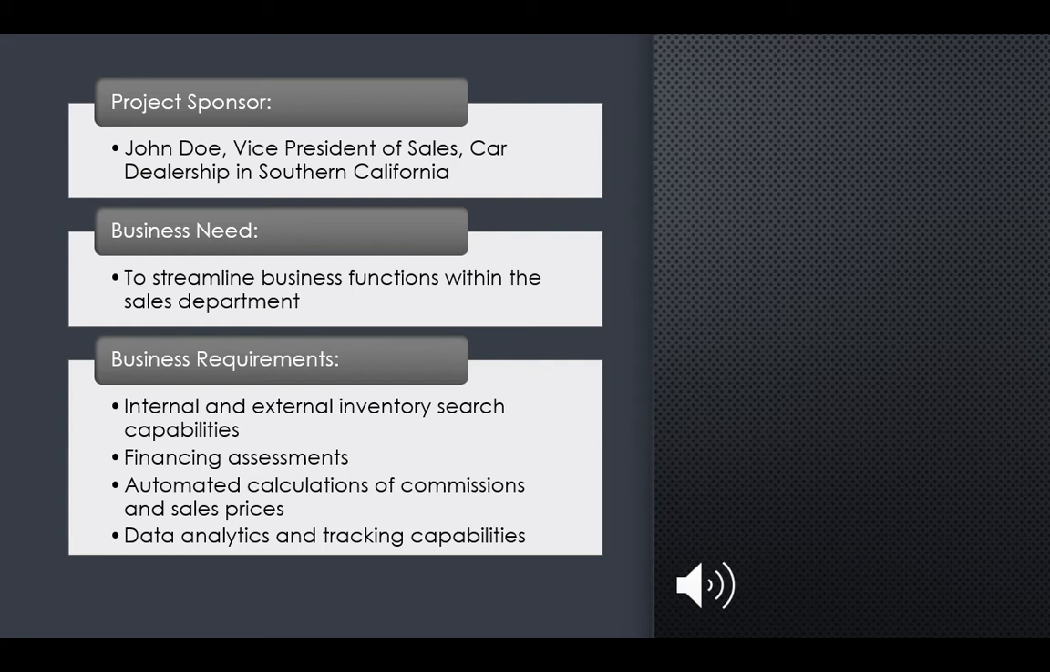The business requirements include internal and external inventory search capabilities, financing assessments, automated calculations of both commissions and sale prices, and last and most importantly, data analytics and tracking capabilities.